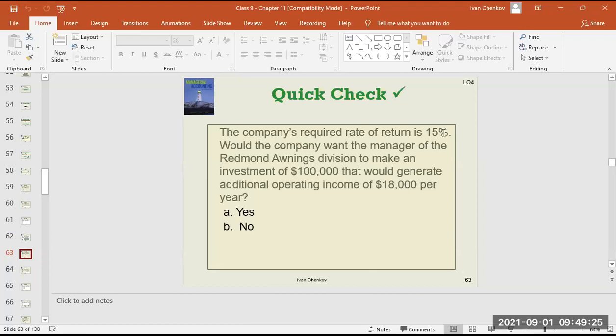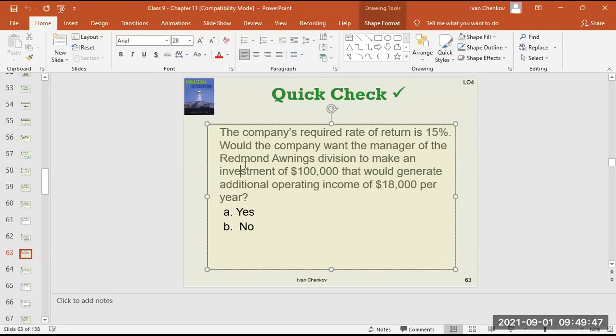The company itself requires only 15%. And this project, if you invest $100,000, is going to give you back $18,000. So the same 80% comes here. In this case, are you going to invest or not? It depends on how much it's already giving you without the investment. If you're already earning 20%, it still doesn't make sense.